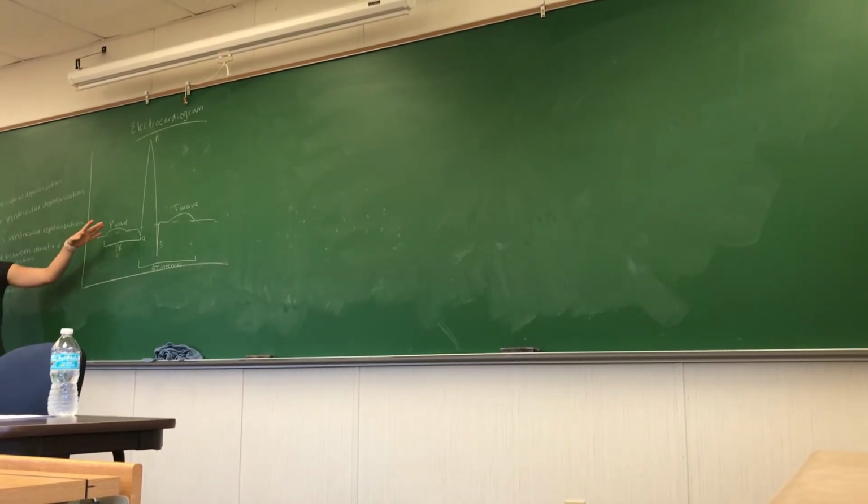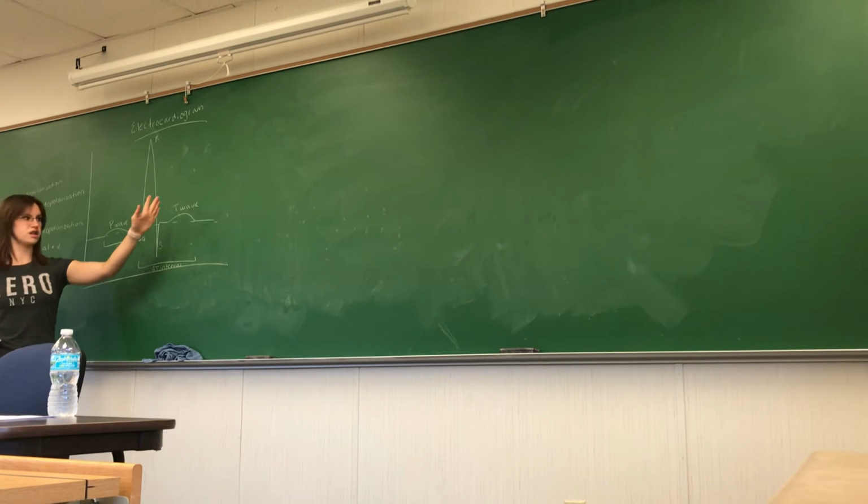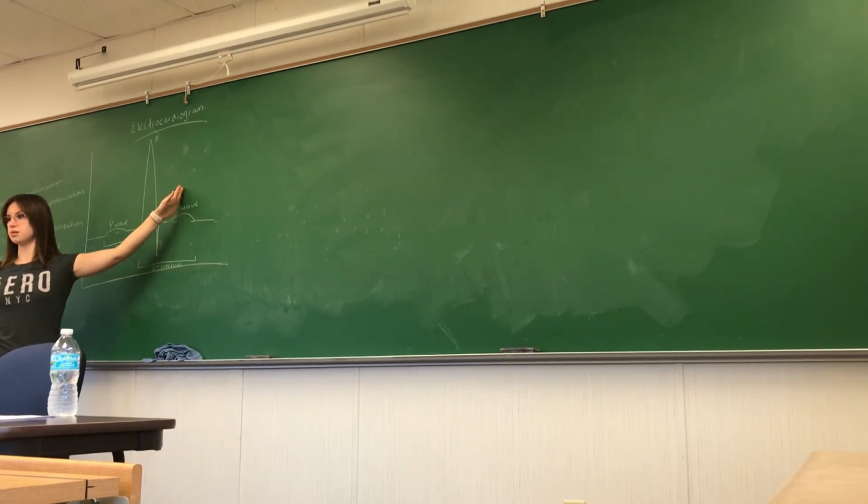And I would label the basic thing that happens at each wave, the P, Q, R, S, T, right? Kind of like I did right here. And I would memorize just that: when the atrium depolarized, when the ventricles depolarized, and when the ventricles repolarized, right?